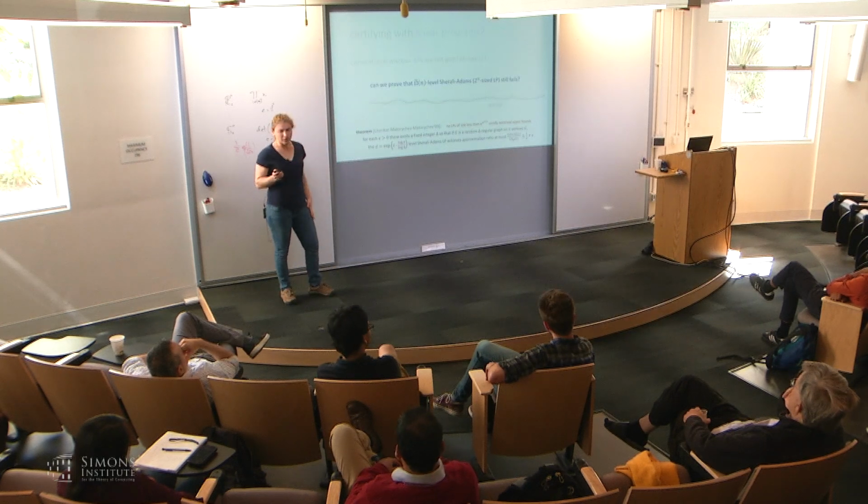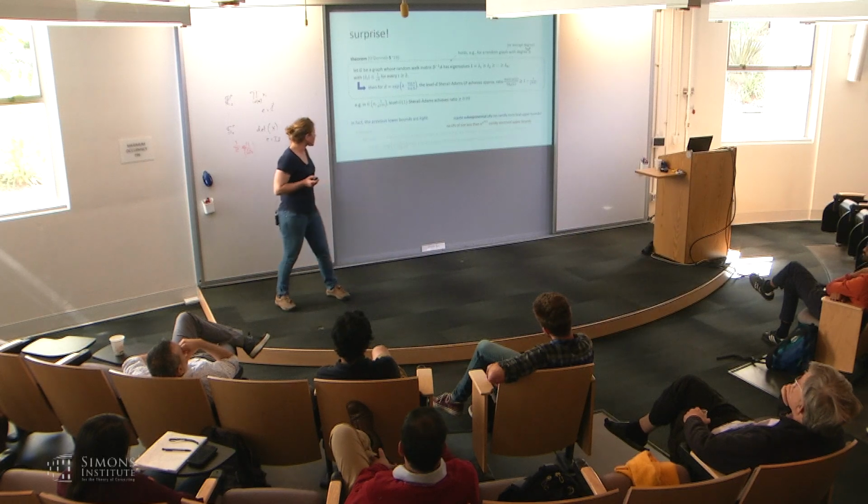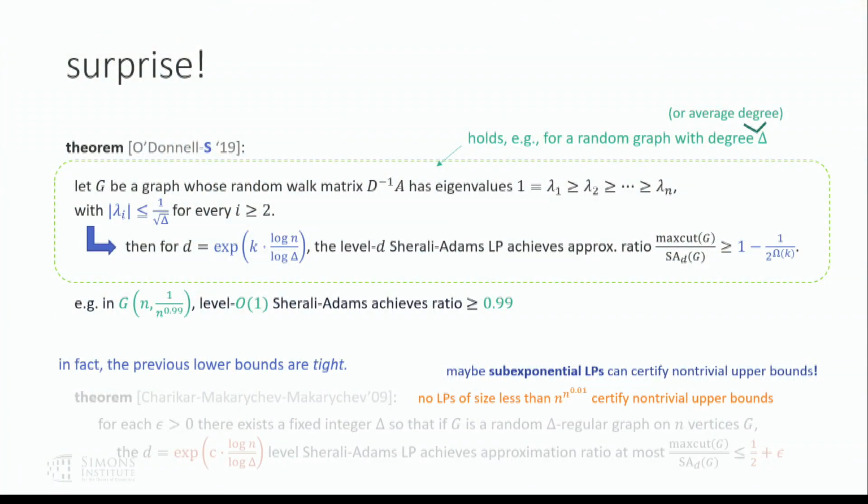Yeah, great question. So in fact, these previous lower bounds are tight, and it's possible that sub-exponential LPs can certify non-trivial upper bounds on maxcut in any graph, right? So if you want an exponential lower bound for maxcut, it should come from a different family of graphs.